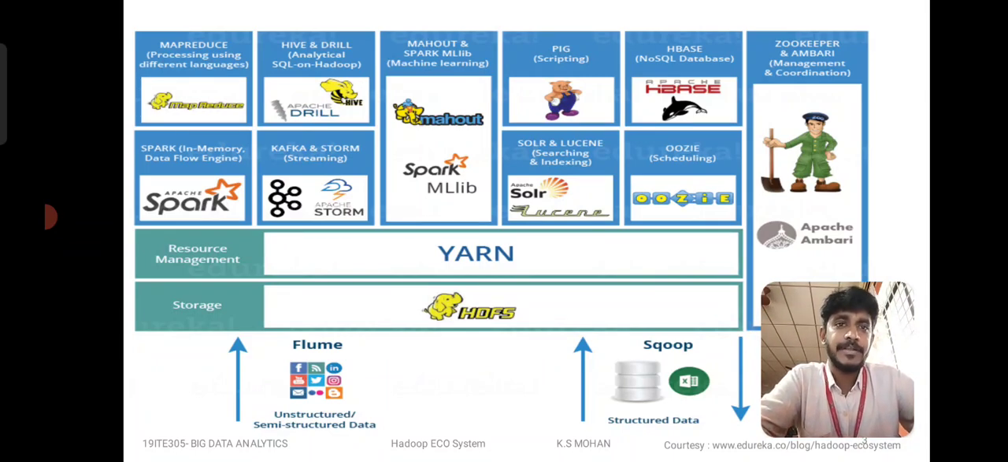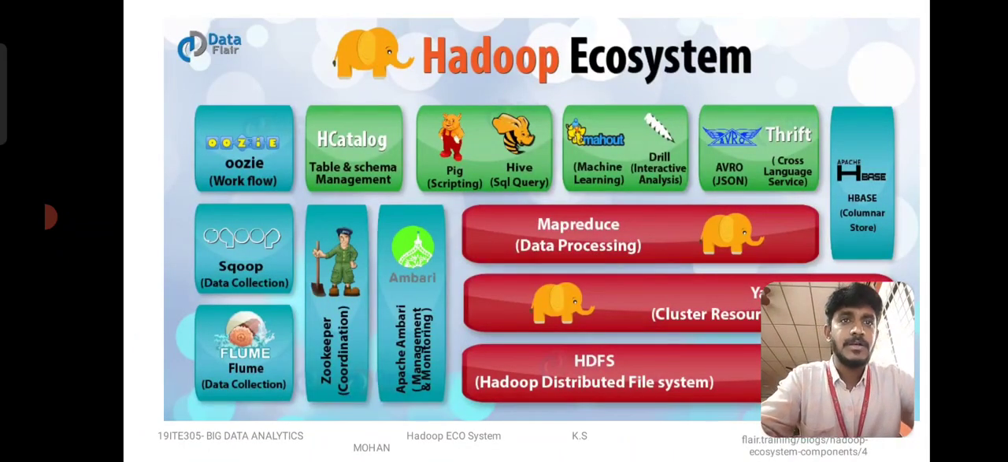There are plenty of tools, and the latest versions can be used here. For management and coordination we have Apache ZooKeeper, a popular tool we are using here. The next is resource management and storage. Resource management is carried out with the help of YARN, and the storage is handled by HDFS. So this is about the Hadoop ecosystem structure.